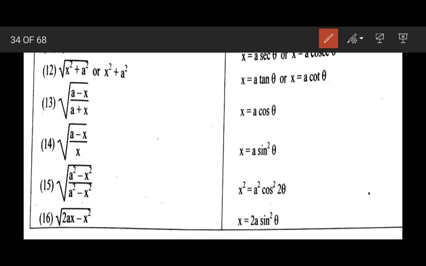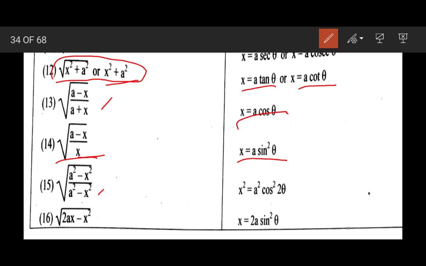Then suppose the integrand is in the form of root of x square plus a square, or only x square plus a square. In both cases substitute x as either a tan theta or a cot theta. If the integrand is in the form of under root of a minus x upon a plus x, then substitute x as a cos theta. If the integrand is in the form of under root of a minus x upon x, only x, not a plus x, not a minus x, then we substitute x as a sin square theta.